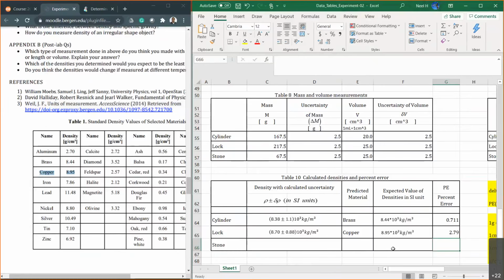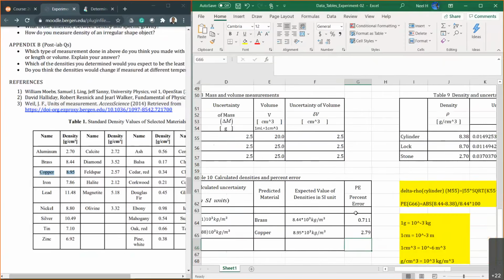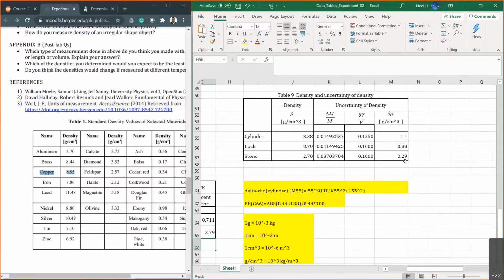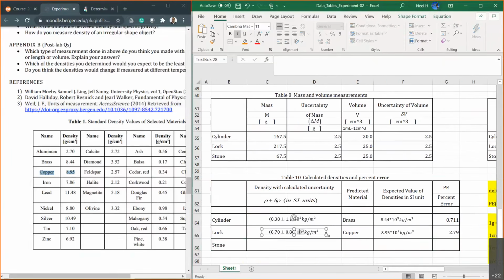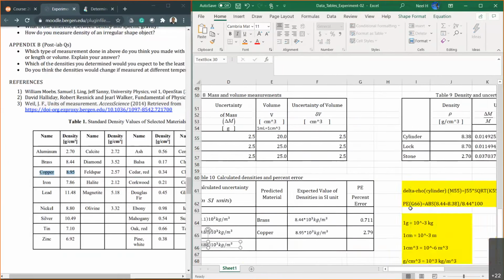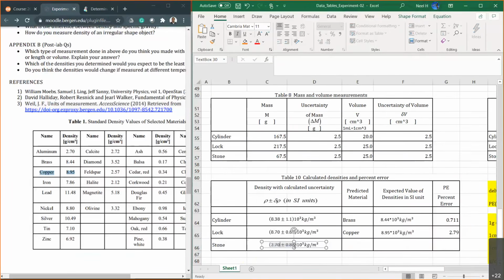Okay, then let's continue to the last one, the stone. What's the number I have? 2.7, error 0.29. Let's copy paste this again and then edit that. 2.7 and then the error is about 0.29. Okay, let's go and check our table. What's the closest to 2.7? Aluminium is exact, but this is not aluminium.